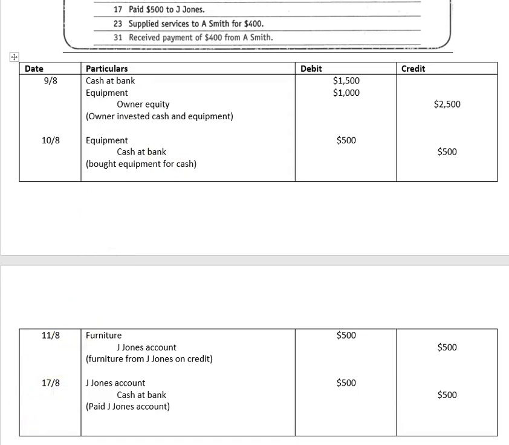Okay, then on the 23rd, we supplied services to A. Smith. Again, it doesn't say whether it's cash or credit, so we're assuming that it's going to be credit. So we've got accounts receivable going up, that is a debit. And we've also got service revenue going up, which is a credit.